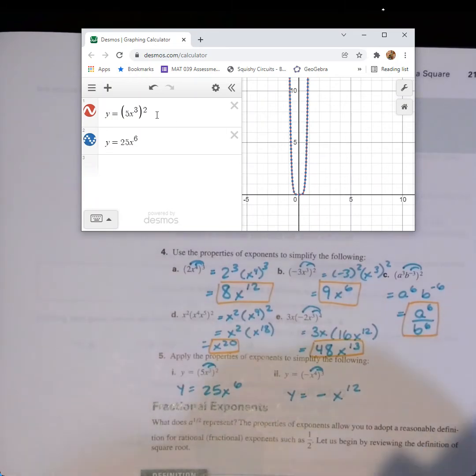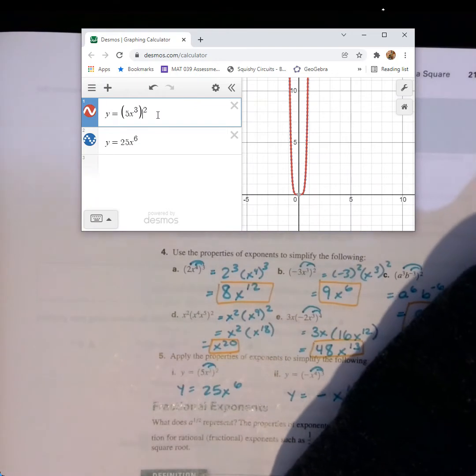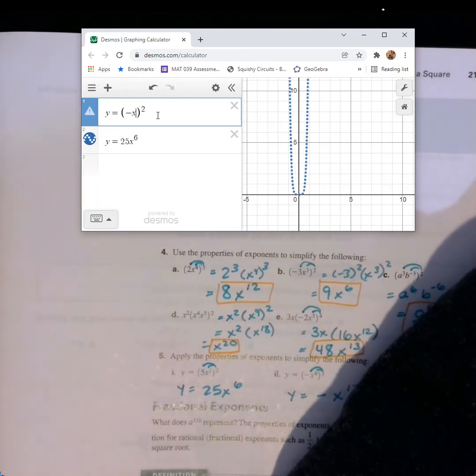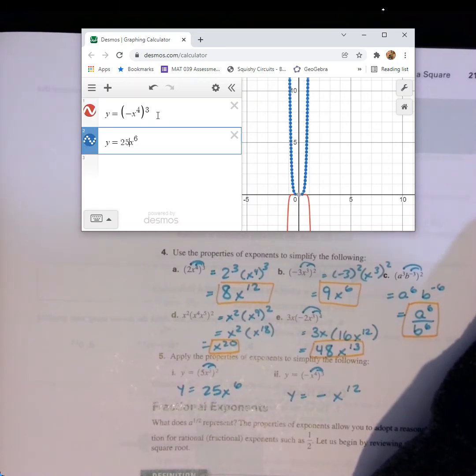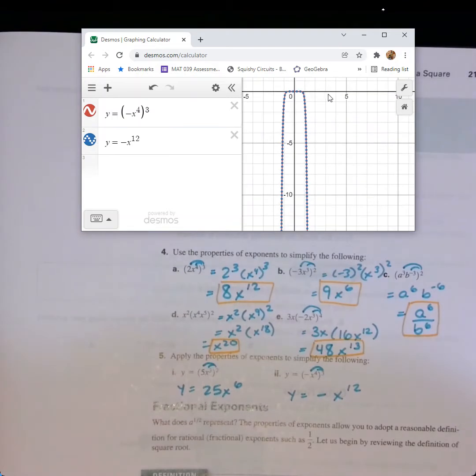And similar for the other one was negative x to the 4th to the 3rd, and I want to match this up with my answer, which was negative x to the 12th. And again, if I check that my dotted line and my solid are matching up, so again, graphically, I can confirm that the simplified result that I have here does match the original. So with the y equals there, it gives it the opportunity to check.